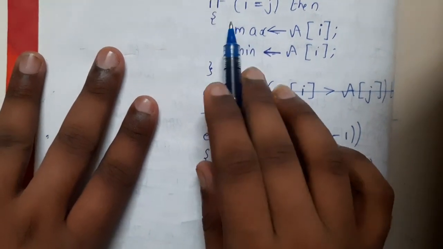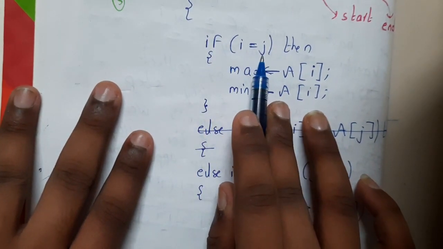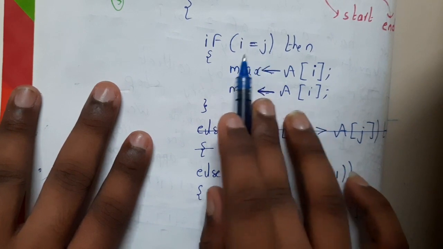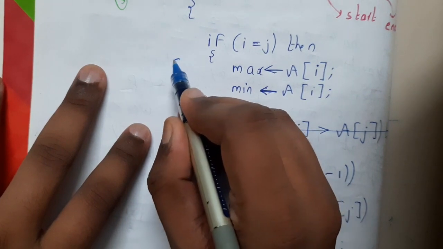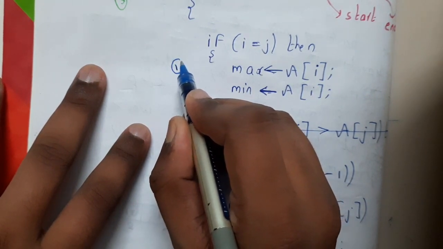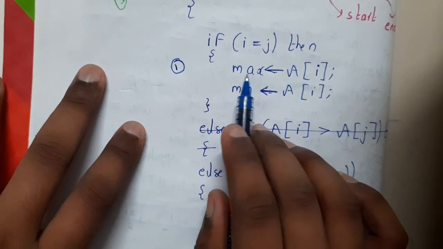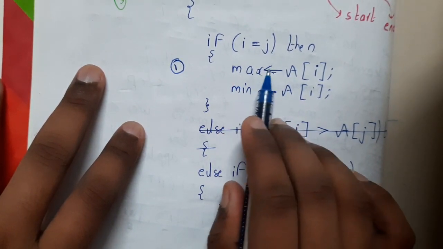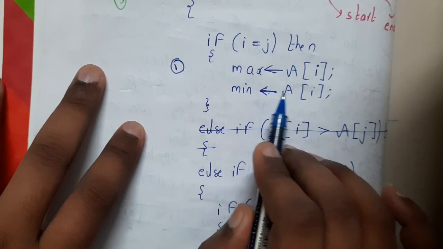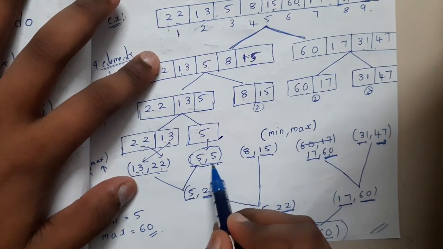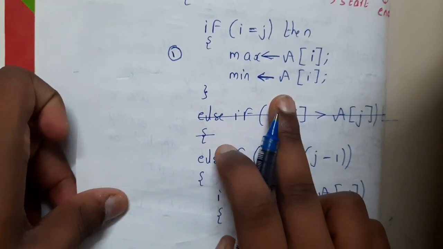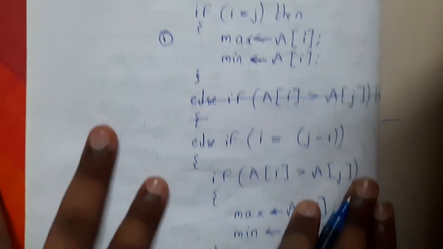So if i is equal to j, what is the meaning, guys? Indirectly it is saying that there is only a single element in the array. If there is a single element in the array, then we will assume max is equal to a of i and min is equal to a of i. If you recall our example, in one place we got only a single element at the end. There we assumed the minimum and maximum equal to 5. So this is the condition which informs the computer about that. Okay, so let us continue.